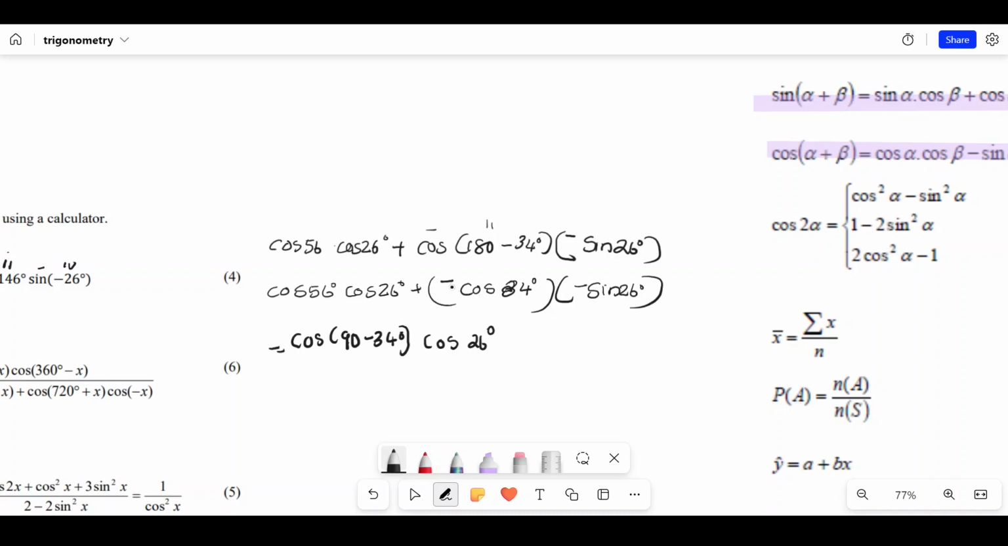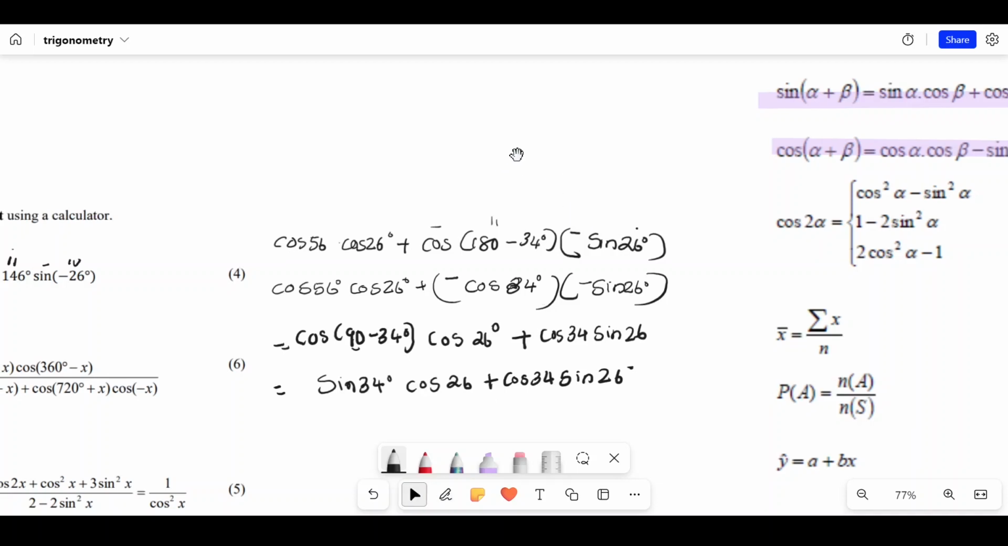okay, before I write the next step, negative times negative, this is plus cos 34 and sine 26. This is now equal to, this is 90, so we have to write the cofunction sine 34. So now this is going to be sine 34 cos 26 plus cos 34 and sine 26. Now it's in order, alpha beta in that order. So that means we can apply the reduction formula now.